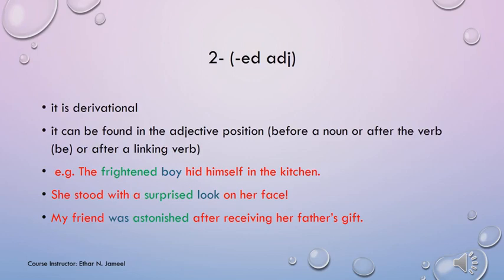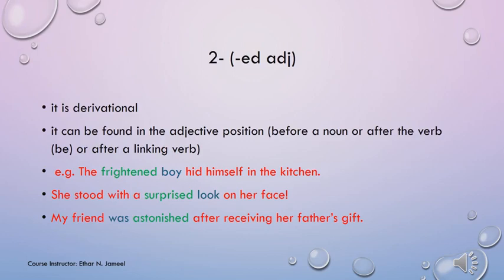The frightened boy hid himself in the kitchen. Boy is a noun. Before boy, we have an -ed form, frightened, a verb that ends with -ed. We have to think about this -ed. Is it -ed past participle or is it -ed adjectival?